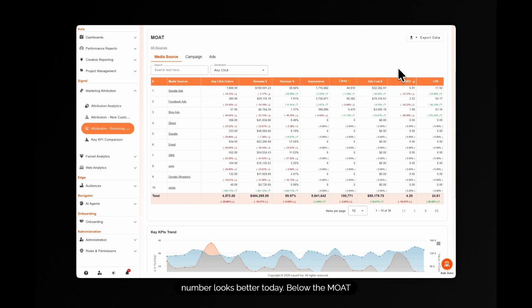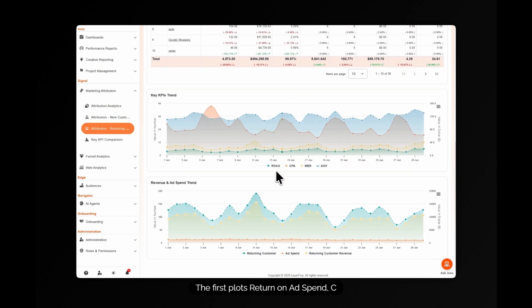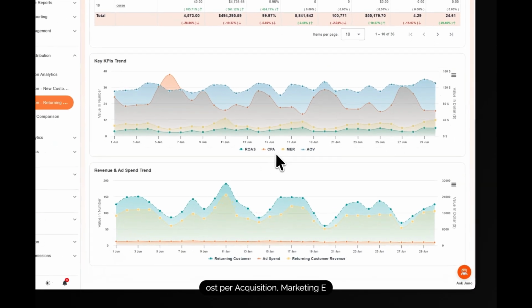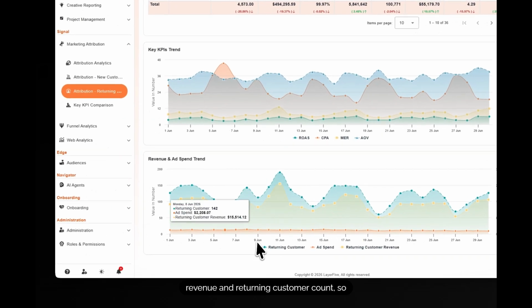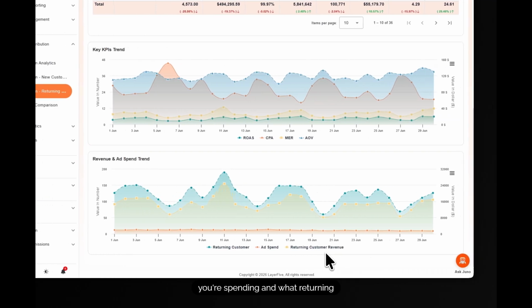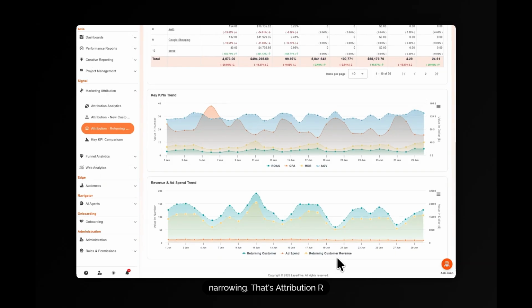Below the moat table, you'll find 2 trend charts. The first plots return on ad spend, cost per acquisition, marketing efficiency ratio, and average order value over time, so you can spot exactly when something changed. The second plots ad spend against returning customer revenue and returning customer count, so you can see whether the gap between what you're spending and what returning customers are generating is widening or narrowing.